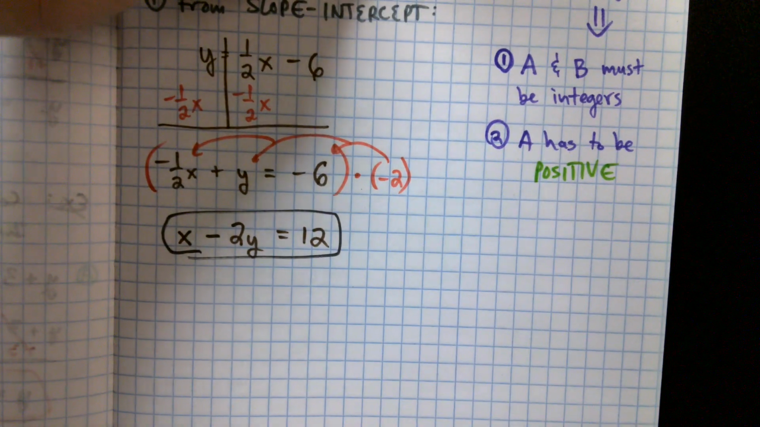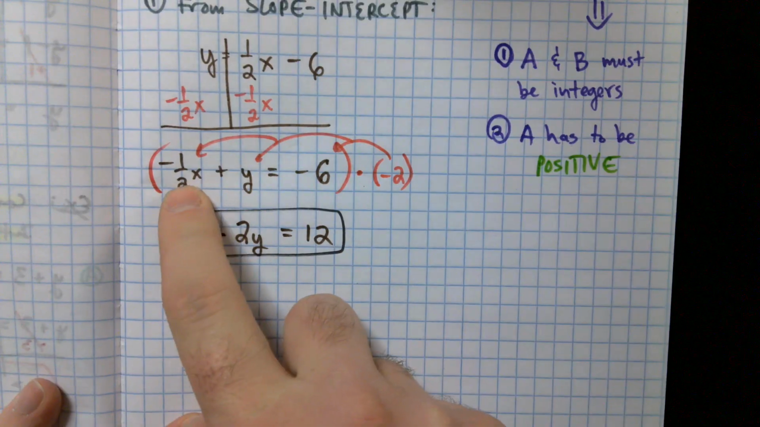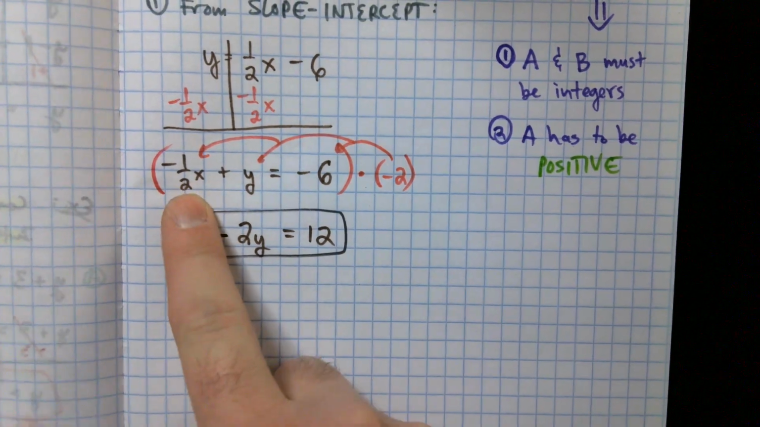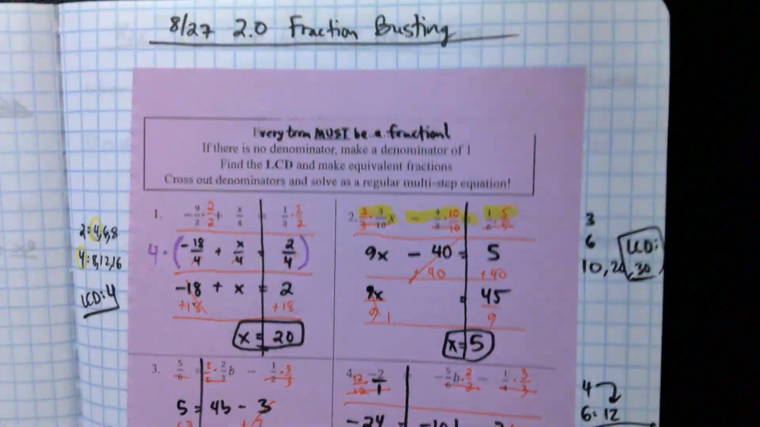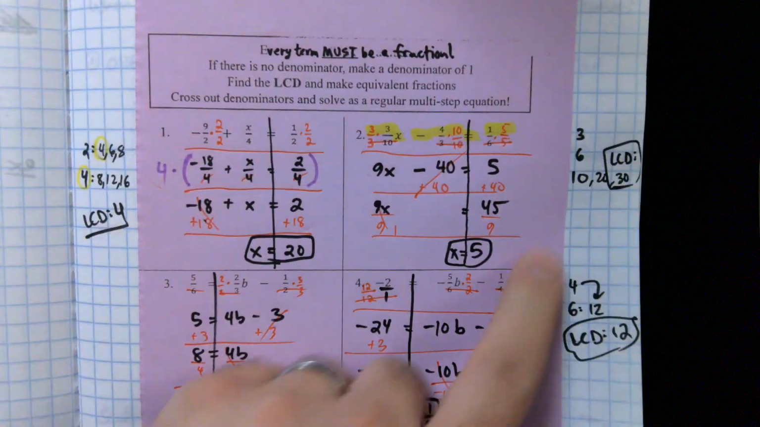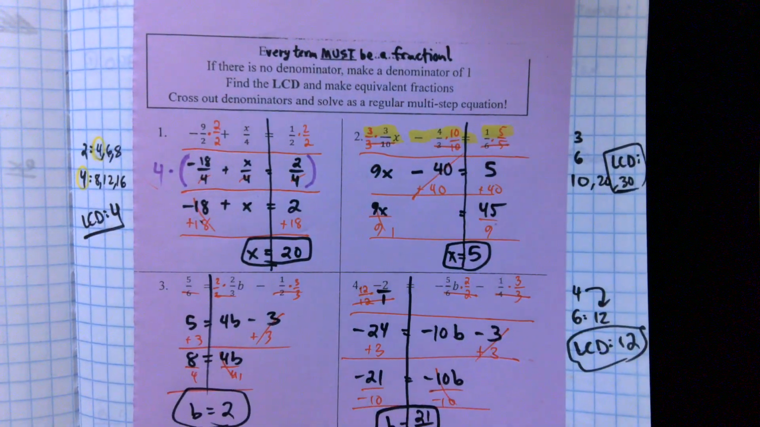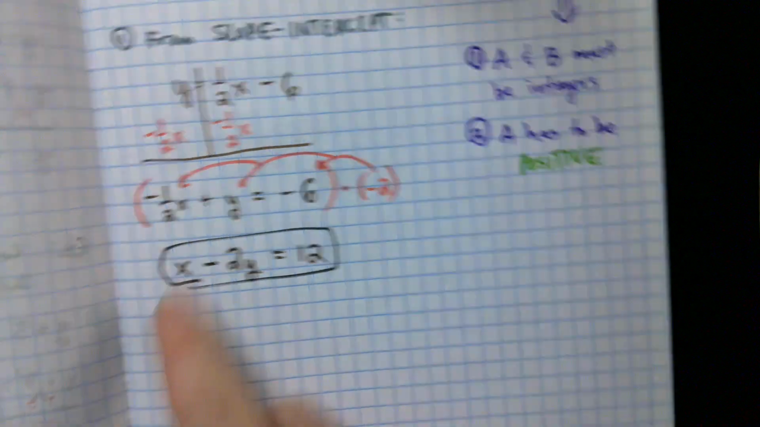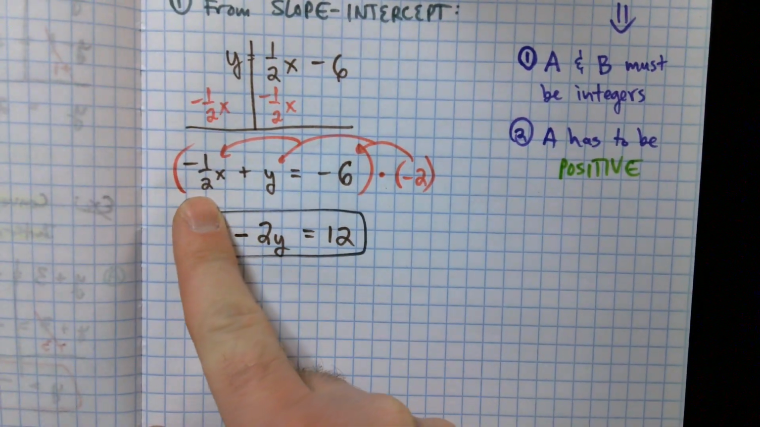Oscar, your question? Where did I get the 2 from? Great question. The fraction that I have tells me what I need to multiply my equation by to bust that fraction. We talked about fraction busting real early on, right here, August 27th. My LCD is what I usually would need to find when multiple terms have different denominators. But here I only have one denominator, so I know my LCD is going to be 2.